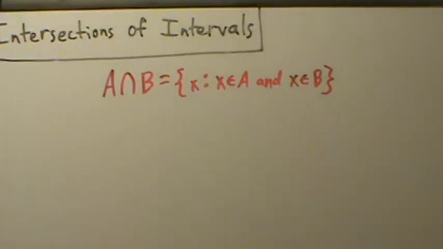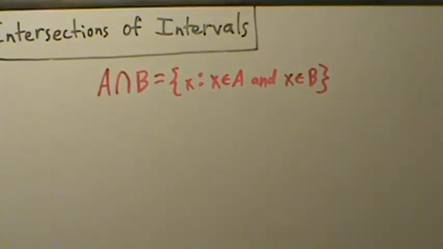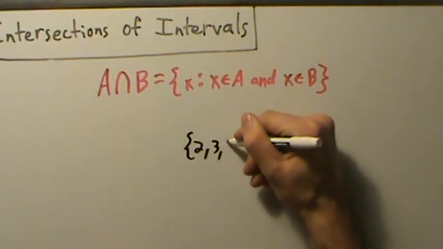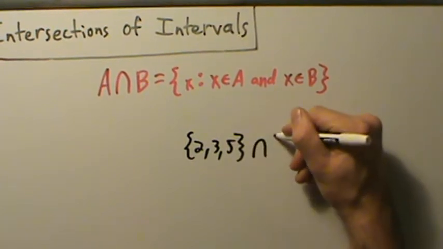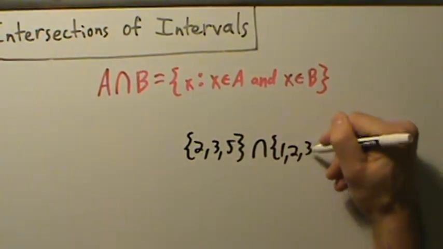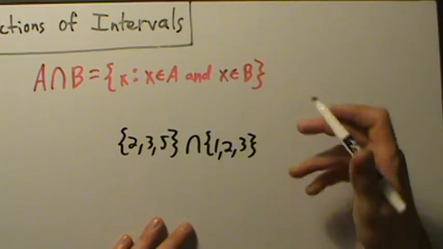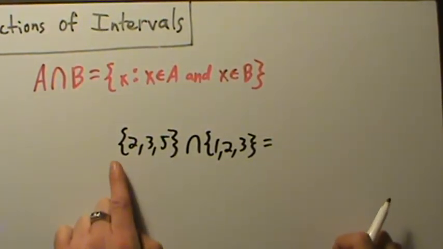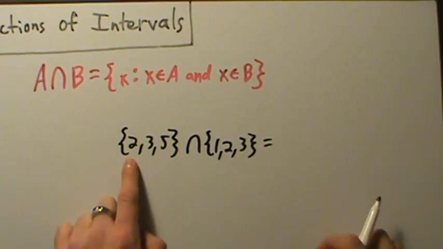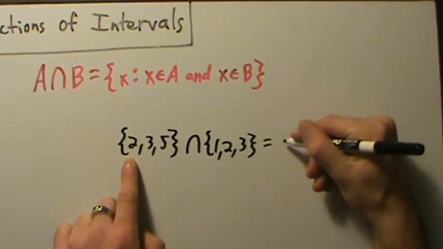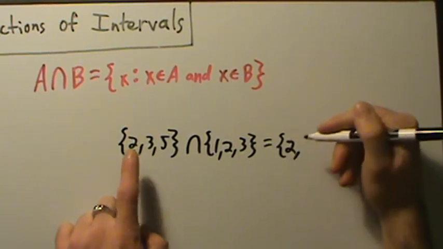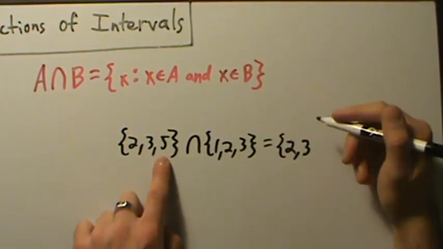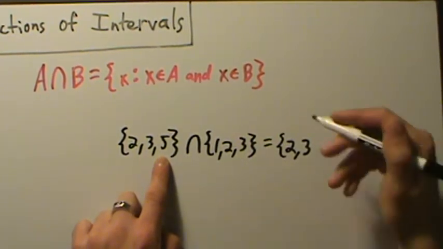Okay, so let's do just a brief refresher example real quick. Let's say we have {2, 3, 5}, and we want to intersect that with {1, 2, 3}. Just go through either one of the sets, go through each element, and see if it's in the other set. So 2, is that in the other set? Yeah, there it is. So 2 is in our answer. 3, is that in the other set? Yeah, it is. What about 5? Is that in the other set? No, it's not. Okay, so we're done.